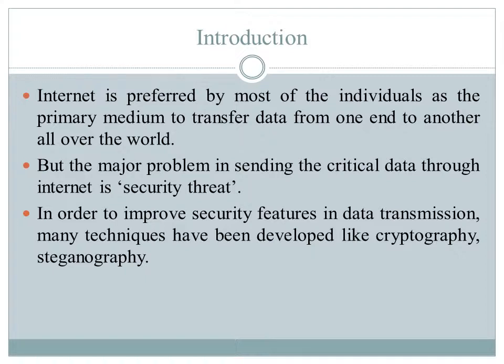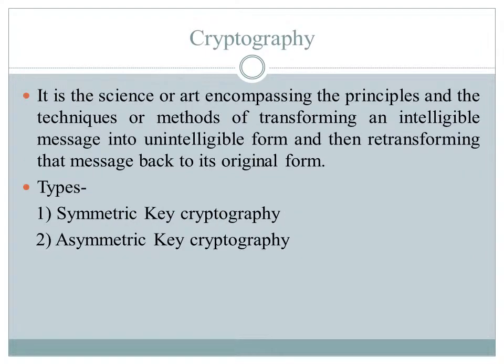So in order to improve this security feature in data transmission, we have many technologies, that are cryptography and steganography etc. Firstly, what is cryptography? Cryptography is the science or art that defines the principles or methods for transforming an intelligible message into unintelligible form and then retransforming that message back to its original form. We have two types of cryptography. First is symmetric key cryptography, then asymmetric key cryptography.